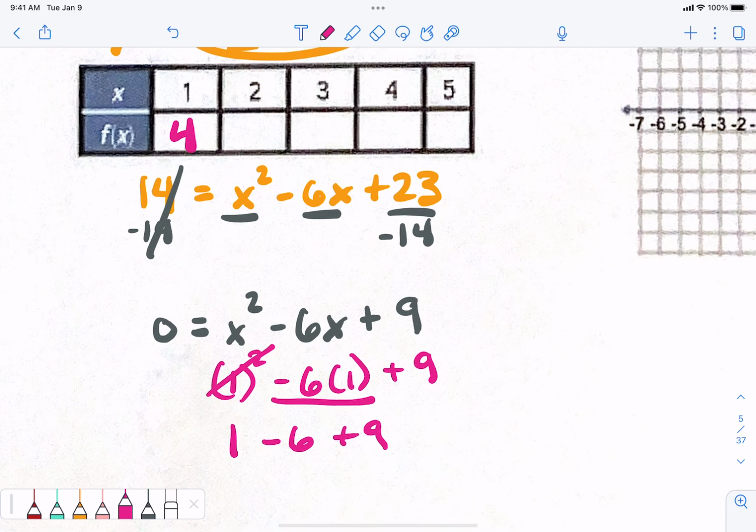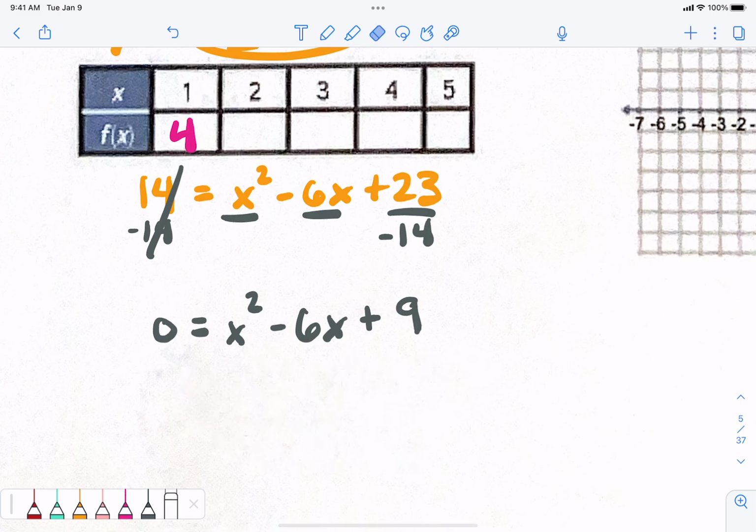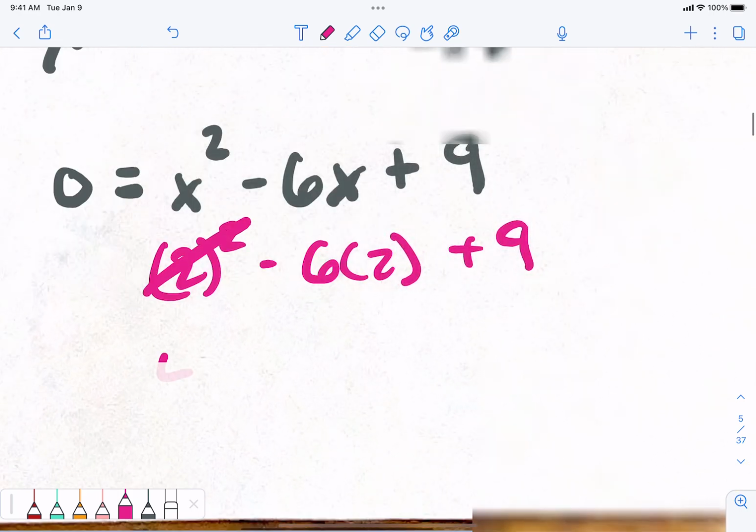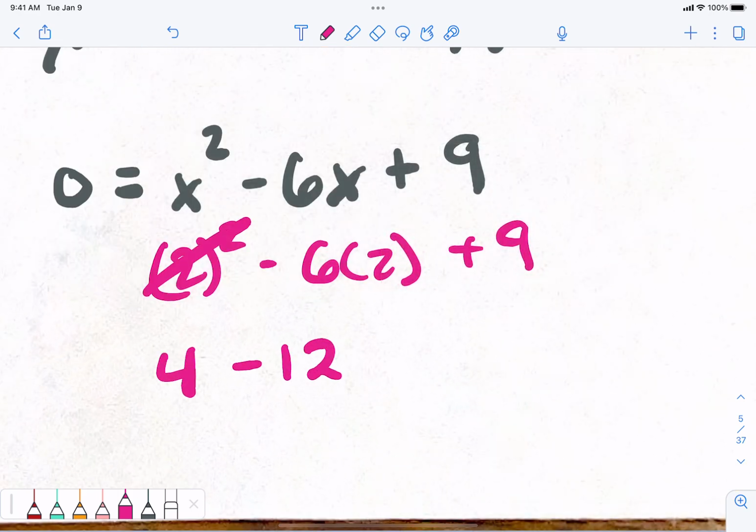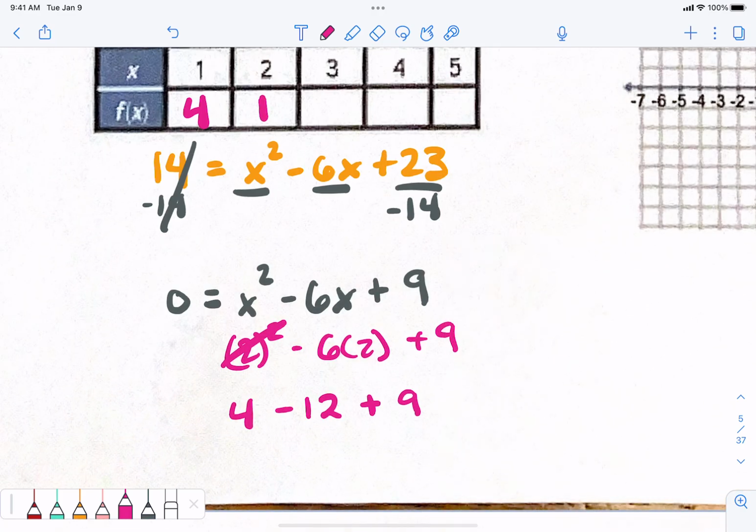Okay, so 4 goes in that spot. All right, now let's plug 2 in. You can do some of this with a calculator if you want to. So 2, if you plug 2 in: 2 squared minus 6 times 2 plus 9. 2 squared is 4. 6 times 2 is 12. 4 minus 12 plus 9 is 1. Okay, now let's plug 3 in.